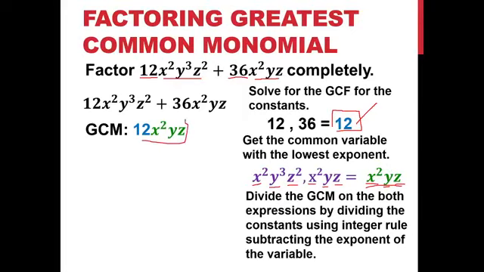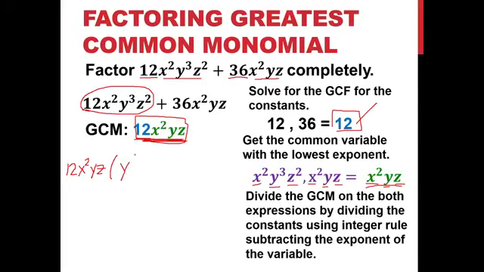And what are we going to do with that? You simply write that as the common factor, 12x squared yz. And then you do division. The first term, divide that by 12x squared yz. So what are you going to get?